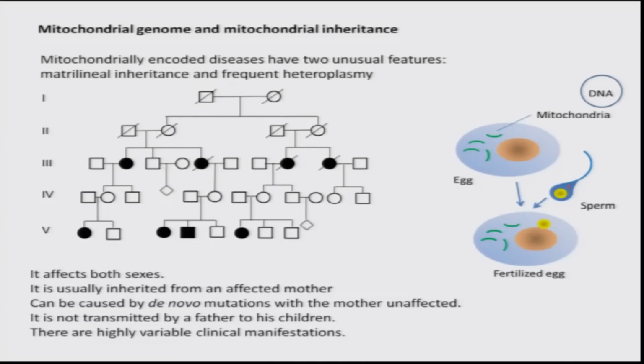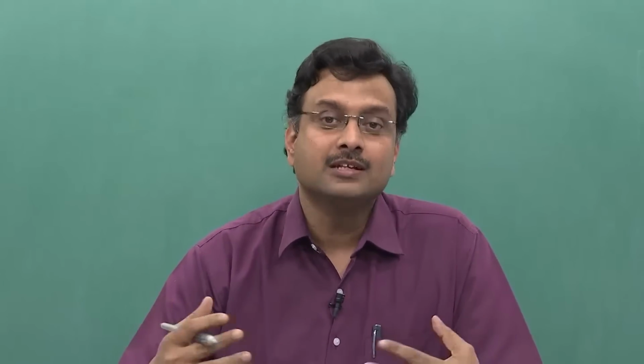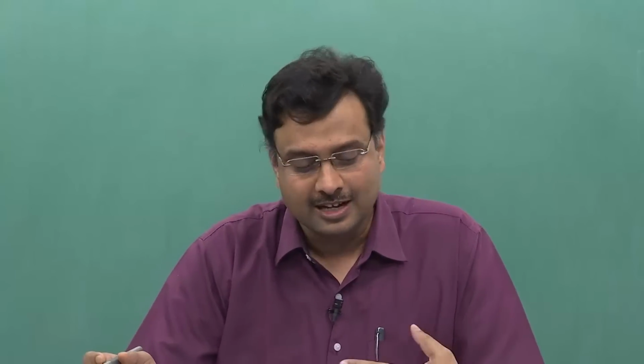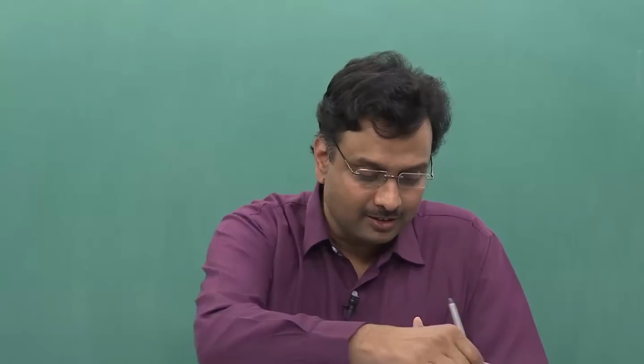These are highly variable clinical manifestations. The reason is that you could have differences in the number of mitochondria that carry the defective DNA. If the majority of the mitochondria have defective DNA, you are going to show a phenotype which could be severe. If only 10% of the mitochondria carry the bad DNA, your symptoms could be very mild. So, you would have variations in the manifestation. That is what is called heteroplasmy. That is the term shown on the top, right.